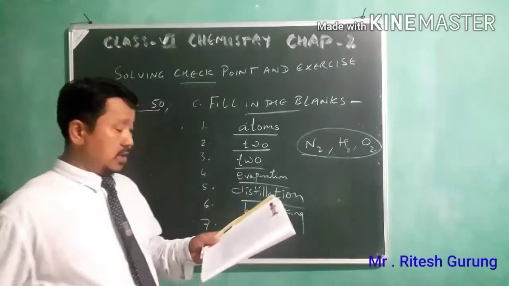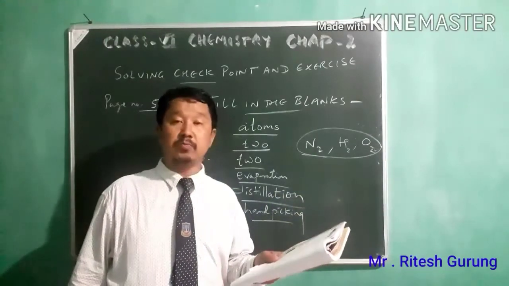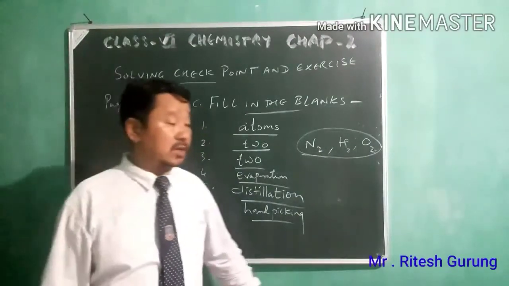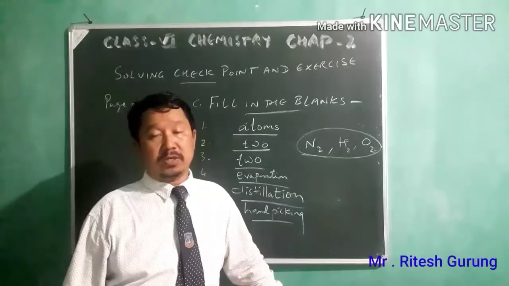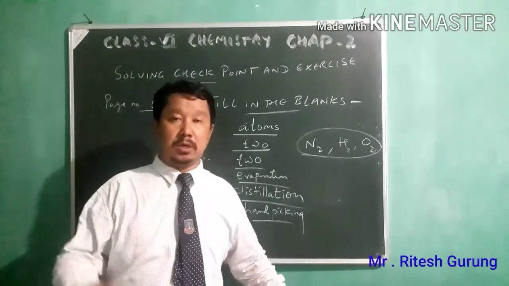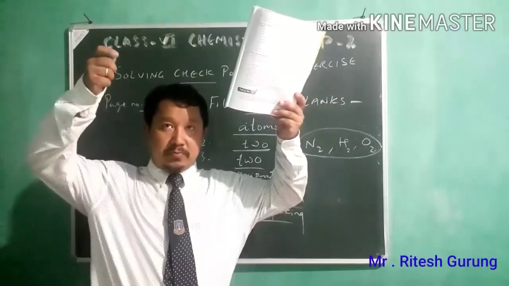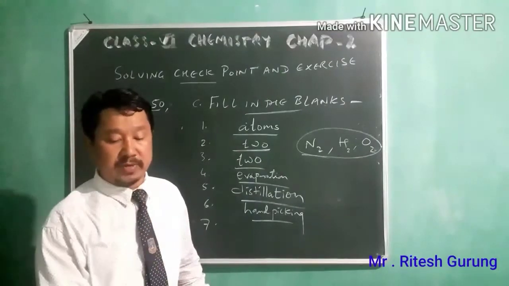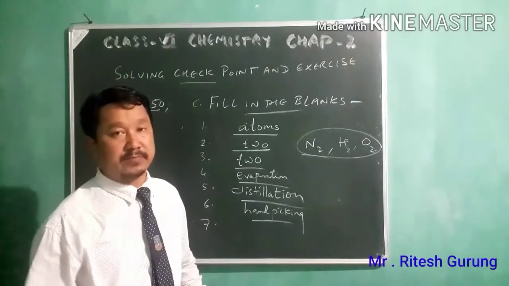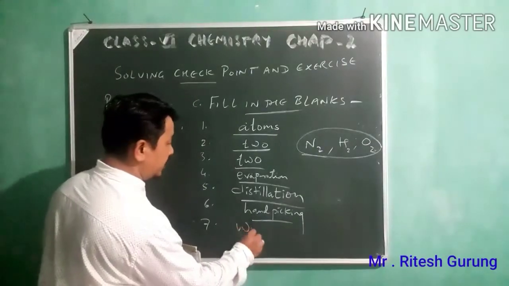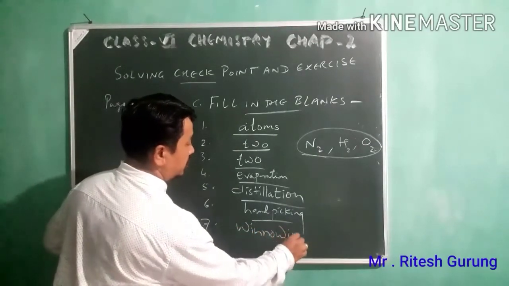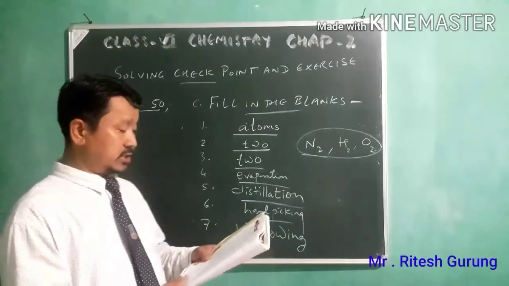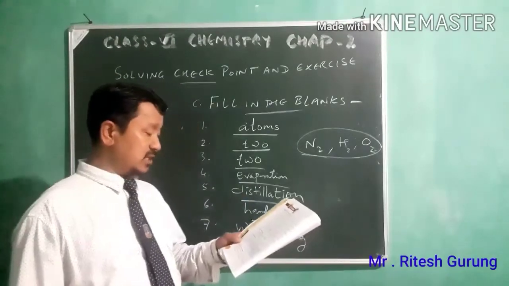Number 7 is used to separate husk from wheat. As I was telling you, whenever the farmers have to separate the wheat from the husk, they drop them all from a height like this, and the husk will be carried away by the wind and the grain will be dropped down there only. That way they separate it. The method is called winnowing. So this is all about your fill in the blanks from page number 50.